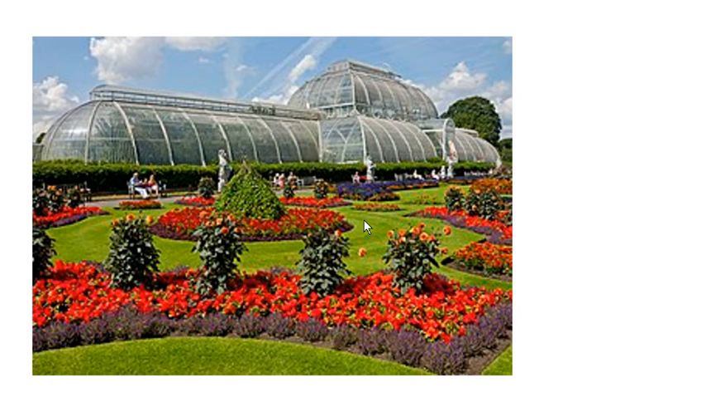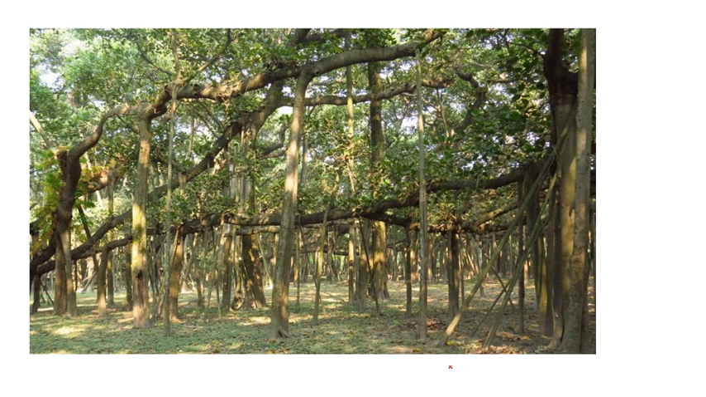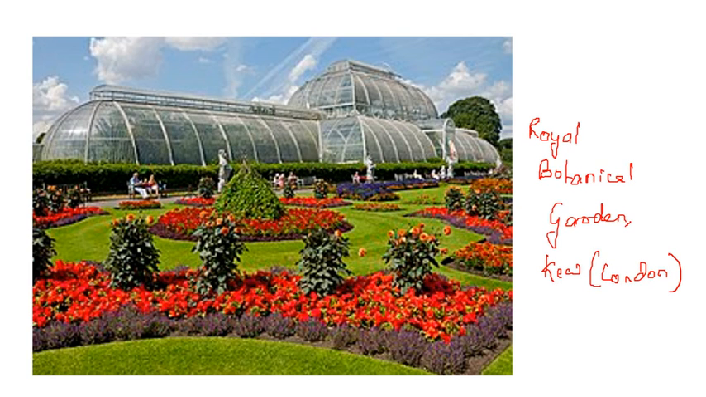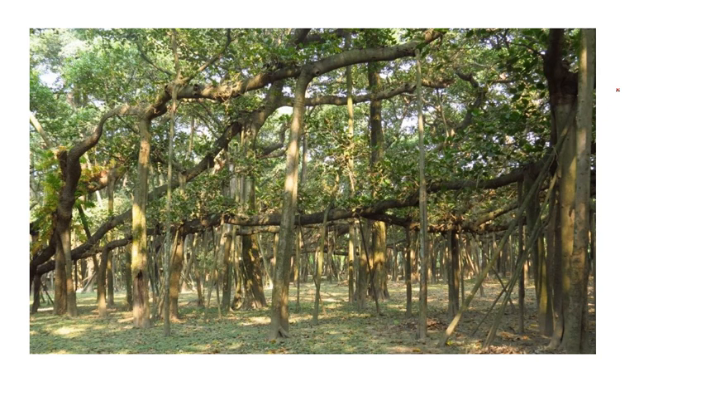Also see, this is a picture of the Botanical Garden Kew. So this is a picture of the Royal Botanical Garden in Kew, London. This is so beautiful, isn't it? Kew in London. Now this is the picture of a banyan tree in the Indian Botanical Garden, which is located in Howrah, Kolkata.